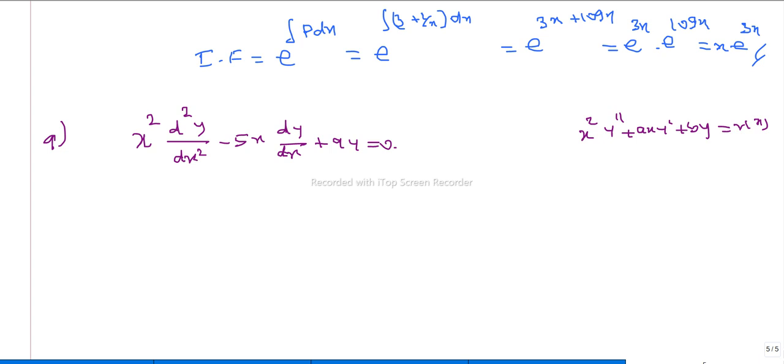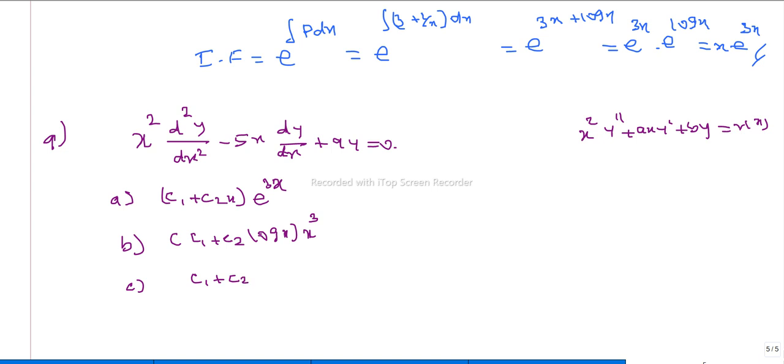The first option is c1 plus c2 times x into e power 3x. The second option is c1 plus c2 times log x times x cube. The third option is c1 plus c2 times x into x cube. The last option is c1 plus c2 log x into e power x cube.